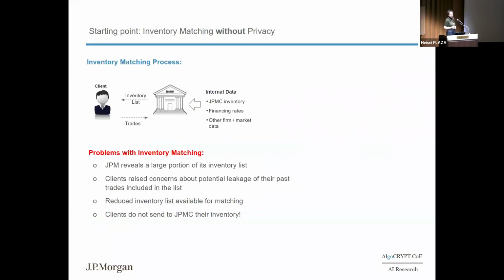Okay, that's problem number one. And the client has this dilemma: shall I ask to include my past transactions in the inventory and get discounted prices, or pay with different prices? And then the other big disadvantage from the bank side is that we are revealing our inventory. So that's a big leakage.